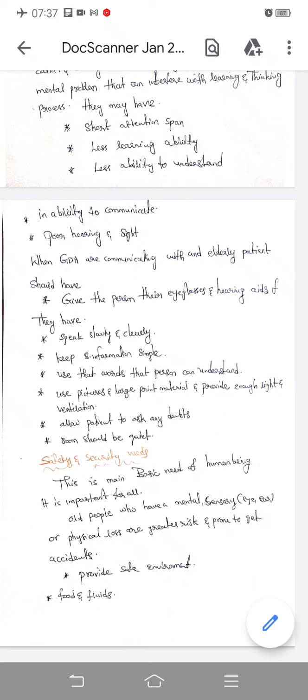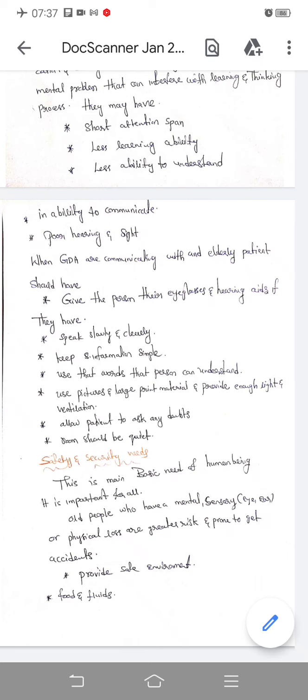Next, safety and security needs. What are the safety and security needs they have? This is a main basic need of human beings, and it is important. Old people have mental and sensory losses. Sensory means eye, ear, or any physical loss, and they are at great risk and prone to accidents. So provide a safe environment, food and fluids.